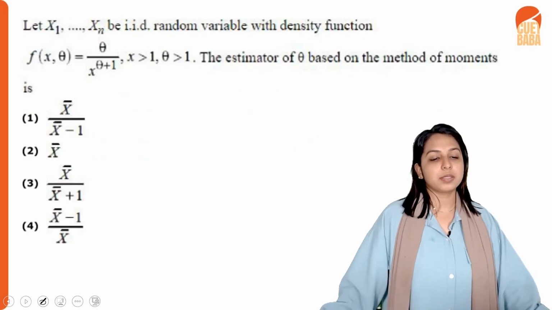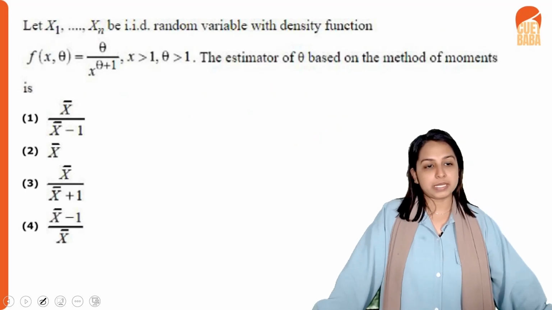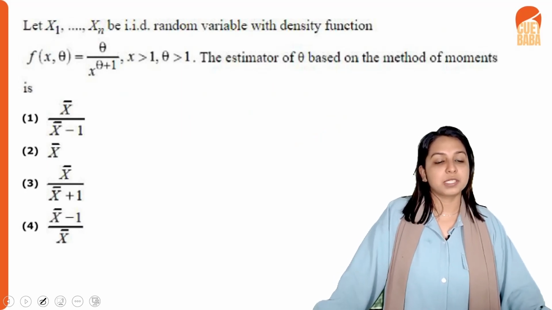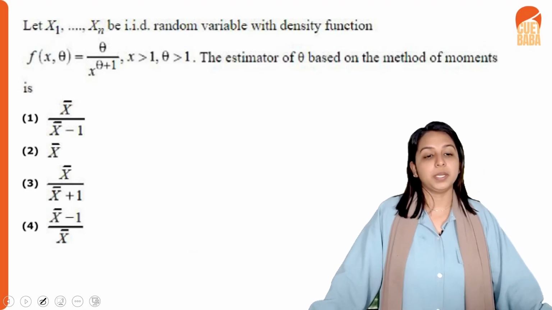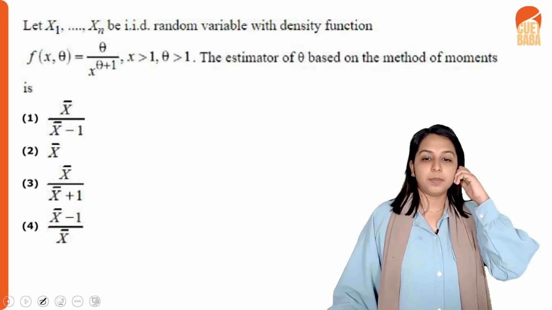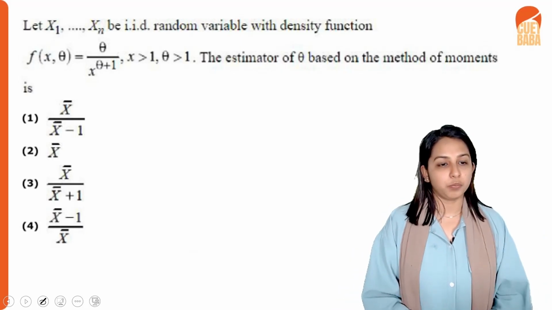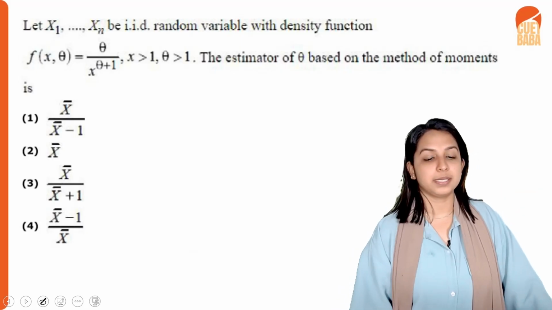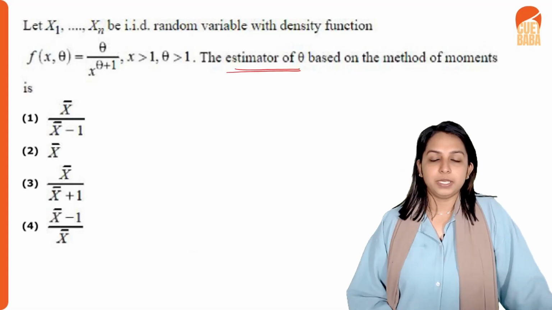Let X1, X2, etc. Xn be an IID random variable with a density function f(x, θ) equal to θ divided by x to the power θ+1, x greater than 1 and θ greater than 1. We have to find out the estimator of θ based on the method of moments. So we have already learned what is method of moments, and if we read the question properly, we can see that there is only one parameter we have to estimate.